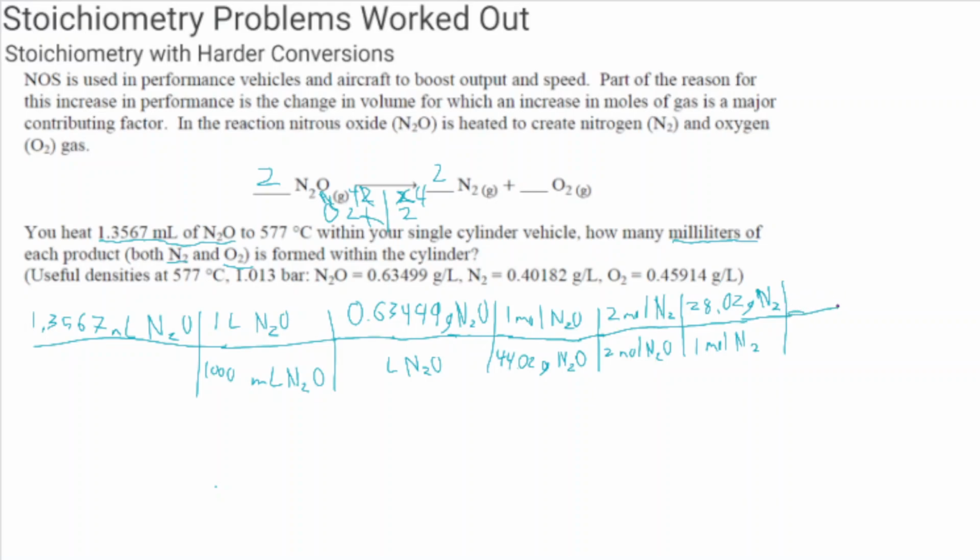All right, and again, whenever you're using these numbers here, keep in mind that whatever this number is goes with this unit that's above the line or the slash. All right, so we're going to have 0.40182 grams of N2 for every liter of N2.